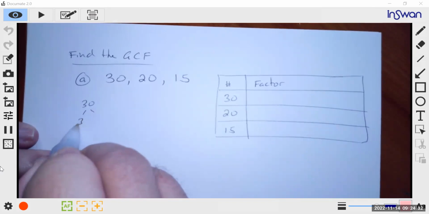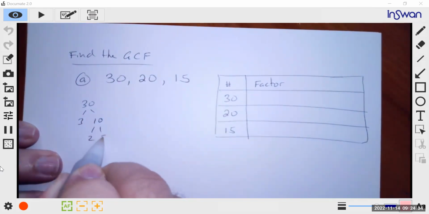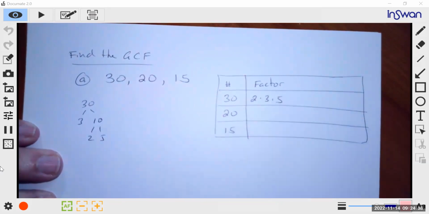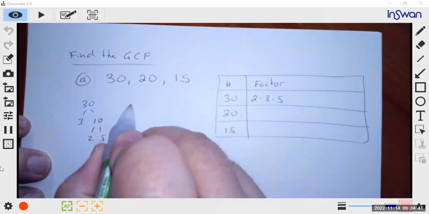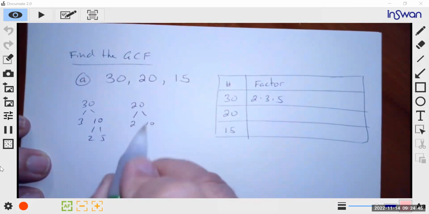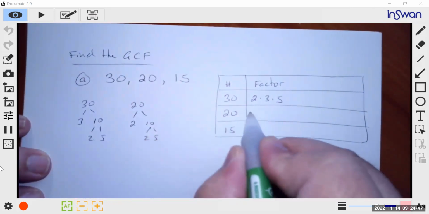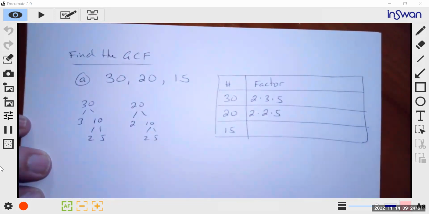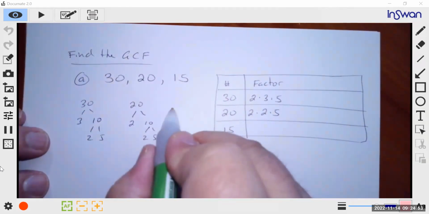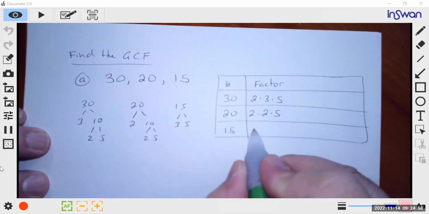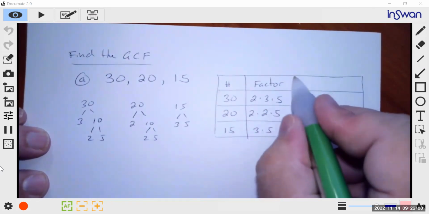Yeah, 30 is 3 times 10, 2 times 5. So it's 2 times 3 times 5. What does 20 factor out into? 2 times 10. So it's 2 times 2 times 5. What does 15 factor out into? 3 times 5.